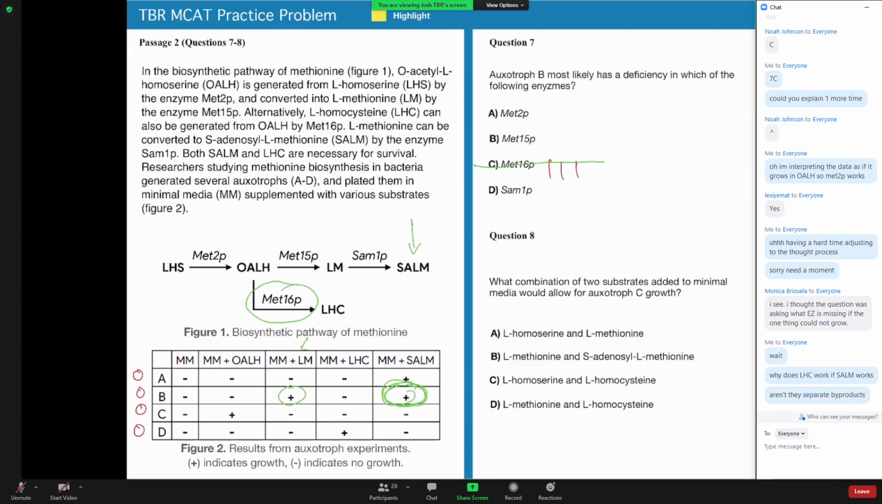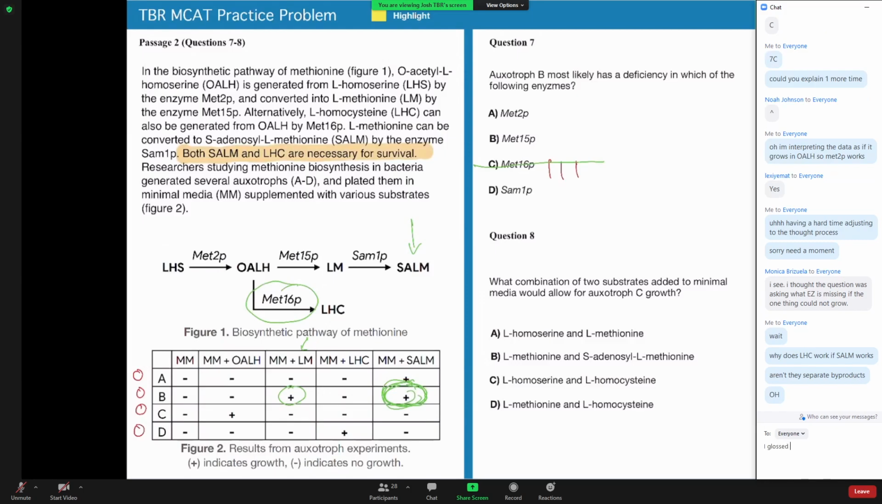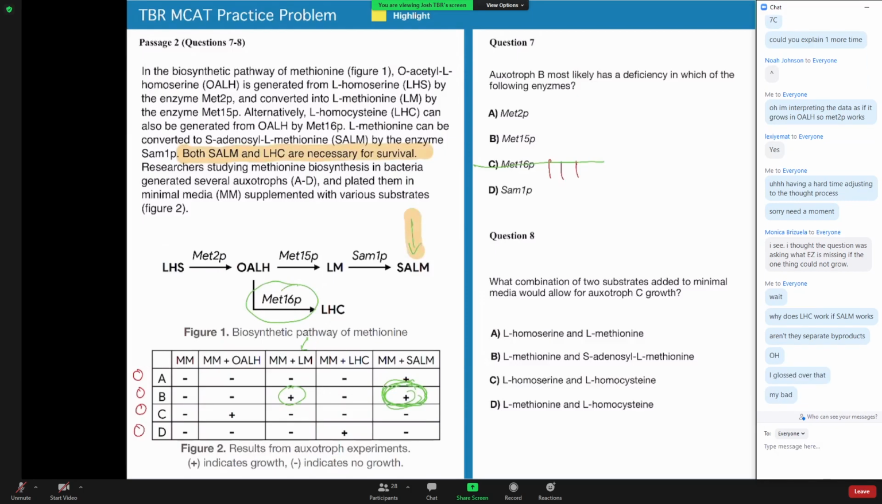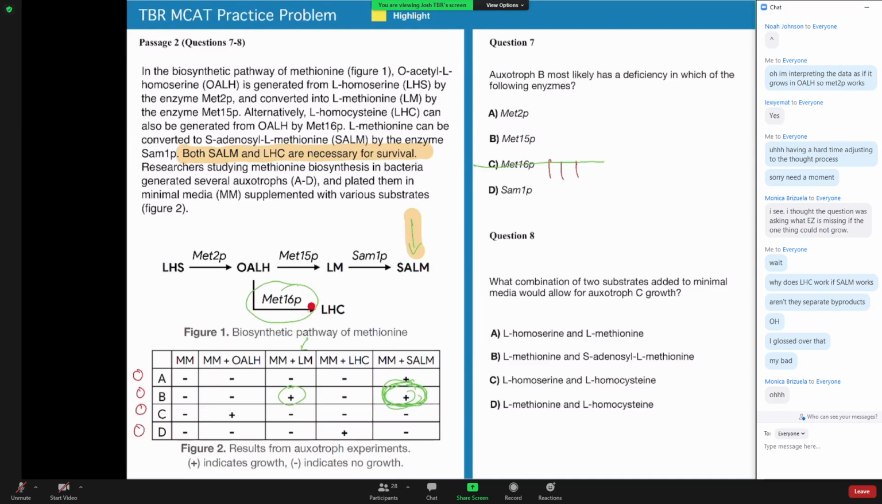Why does LHC work if SOLM works? Because it grew, right? In the passage right here, very good question. Both SOLM and LHC are necessary for survival. So that means if you're feeding this right here, if you're feeding SOLM, then somehow it has to be creating LHC. So you know that the MET16P has to be working, okay? Therefore, you can eliminate MET16P, okay?